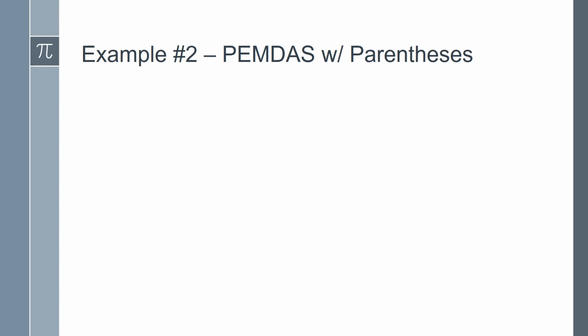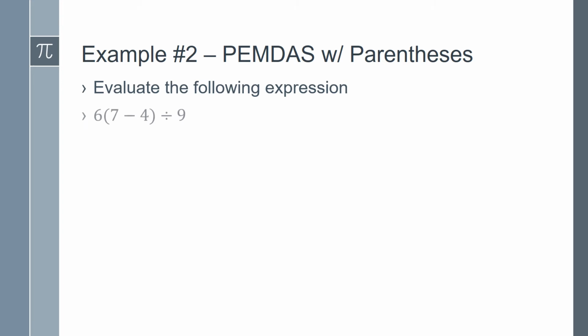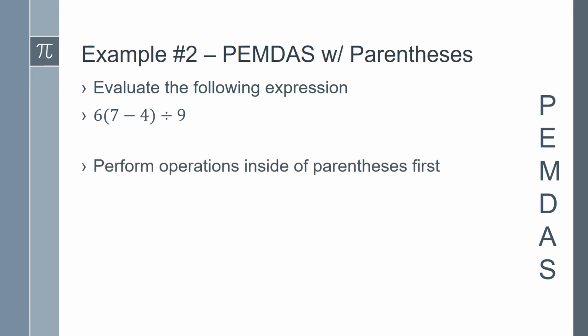Example number 2. Evaluate the following expression. 6 times, in parentheses, 7 minus 4, divided by 9. It's important to note that the 6 pushed up right against the parentheses is a way of showing that you should multiply 6 times whatever is inside the parentheses. So we'll start by writing PEMDAS on the side of the page, and P comes first, so we'll start with the operations inside of the parentheses.